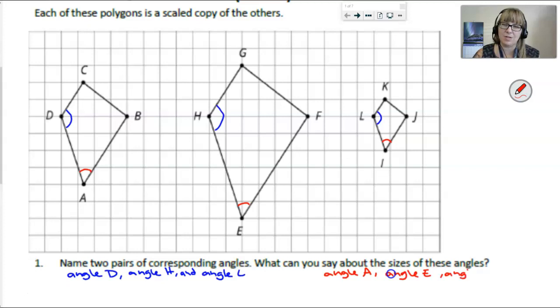And so the next part says, what can you say about the sizes of these angles? Anything that you observe? It almost looks like they are the same measurement. This one is nice and big. It's an obtuse angle. That's a big obtuse angle. So even though the figures are getting bigger or smaller in this case, it looks like that angle is staying the same. And this one is a smaller acute angle, smaller acute angle, smaller acute angle. So even though the figure size might change, it almost looks like those angles are staying the same.